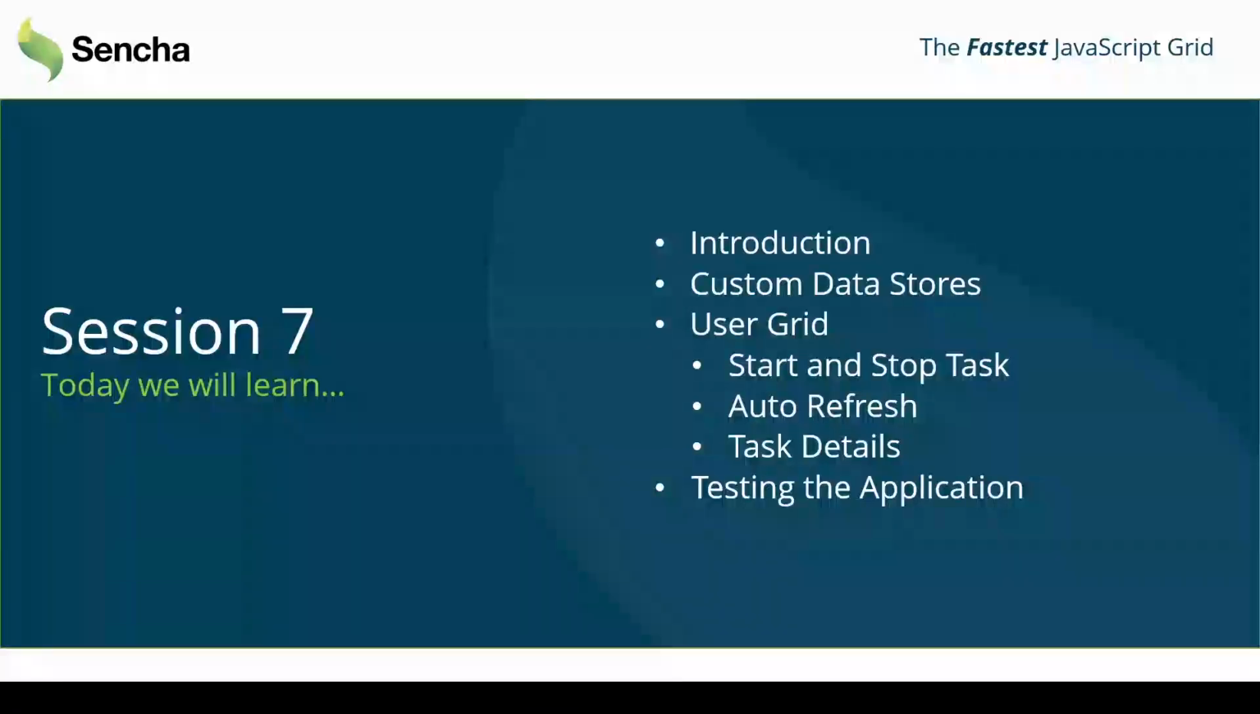We will be looking at how to create custom data stores so that it's easier to update our application. Then we will be creating that user grid I was talking about. We will learn how to start and stop our tasks, how to auto refresh our grid, and how to look at the details for our tasks. Then we're going to test the application. We are still going to be missing a few features. We will take a look at them on the next session with KPIs and reports. And if we are still missing a few more features, we will take a look at them on session 9. So without further ado, let's start.